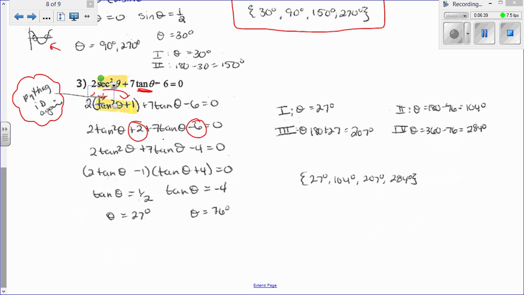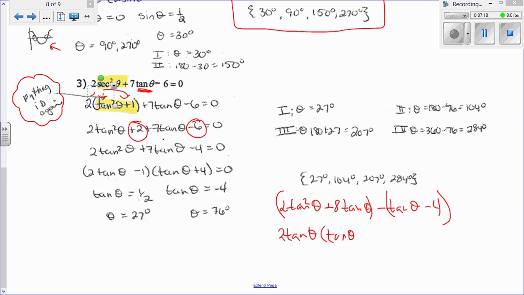And if you need me to, I can do the grouping off to the side. I will have 2 tan squared theta. 2 times negative 4 is negative 8. So my factors of 8 that will give me 7 would be plus 8 tan theta minus tan theta minus 4. So group and group. These have a 2 tan theta in common. And I'm left with, oh, so that's a squared, sorry, my mistake there.